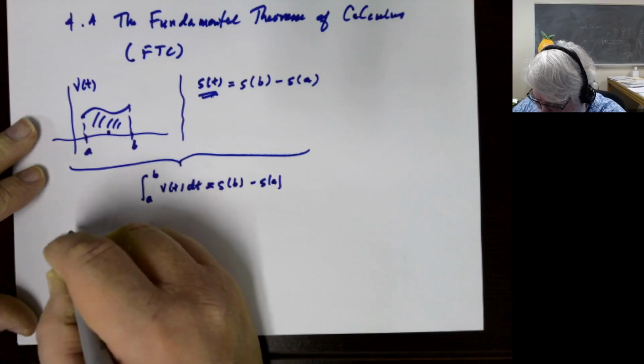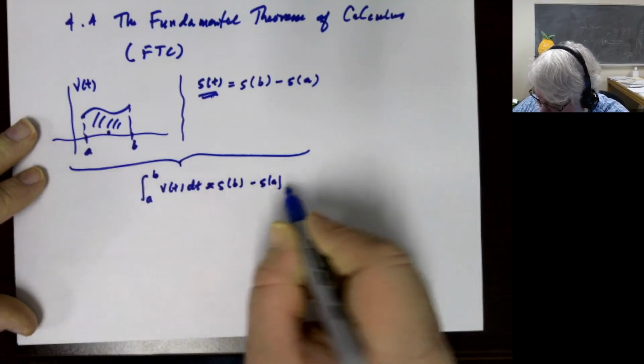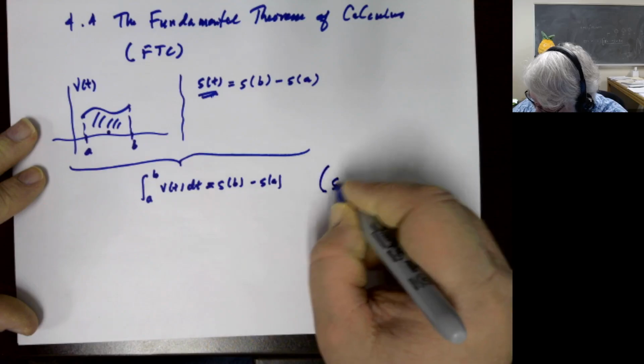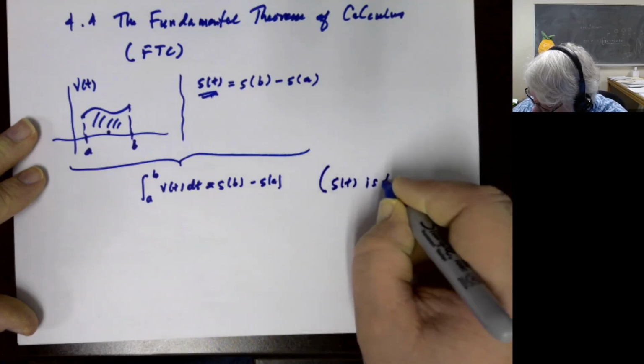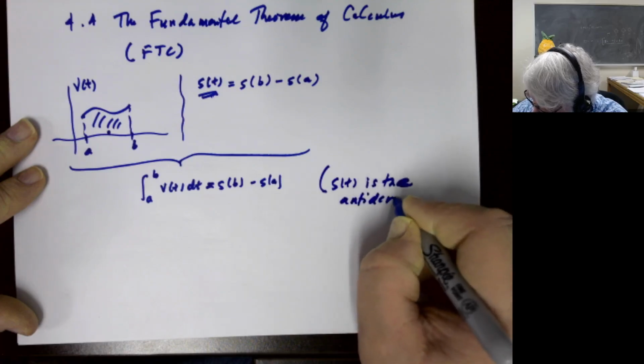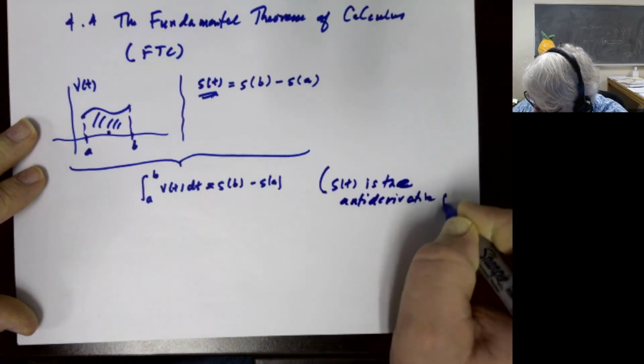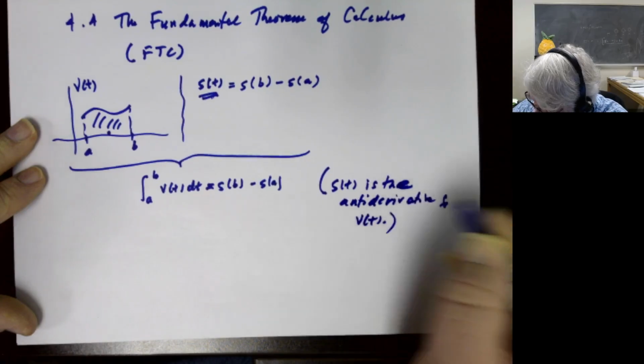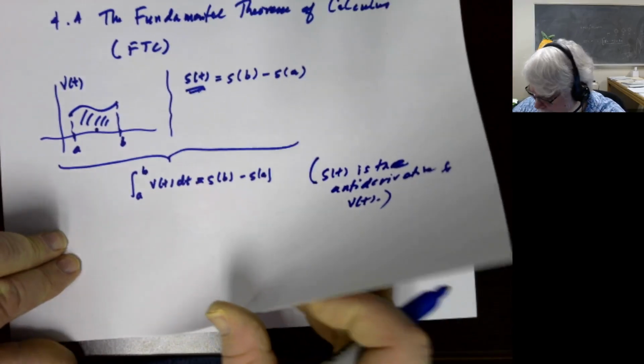So let's look at the fundamental theorem. So remember that in this case, s of t is the antiderivative of the velocity function. Okay. All right.